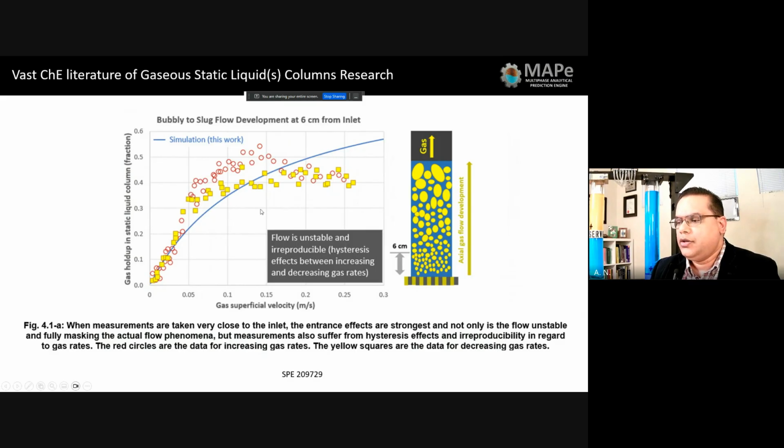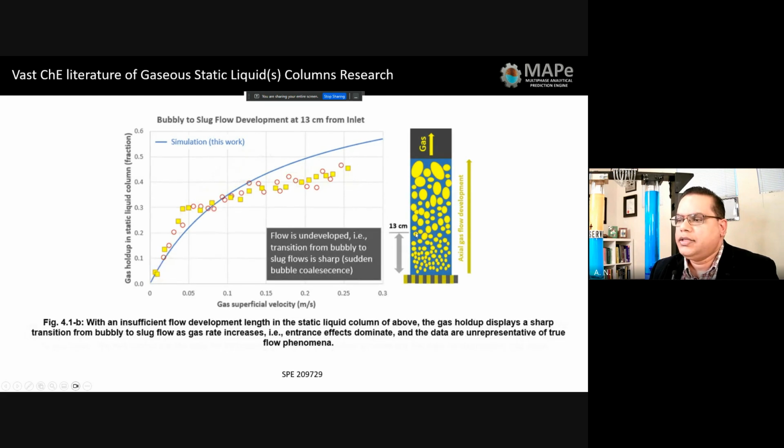This is increasing and decreasing, different directions of increasing and decreasing gas rates. And they got a lot of confusion, a lot of theory of reproducibility, right? And the line here is the simulation of our work, which is based on a lot of physics. And then what they did is they increased the development length, and then they started to see sort of a trend. And this is where petroleum engineers are right now.